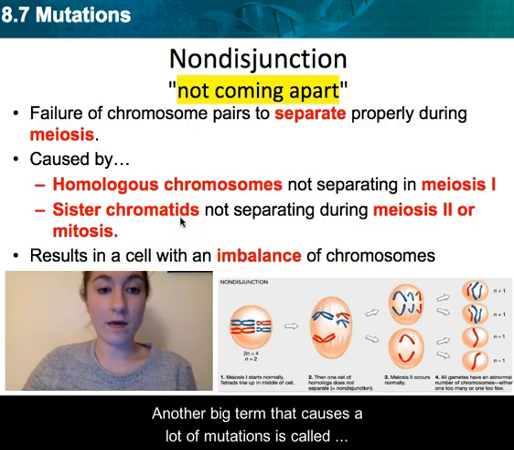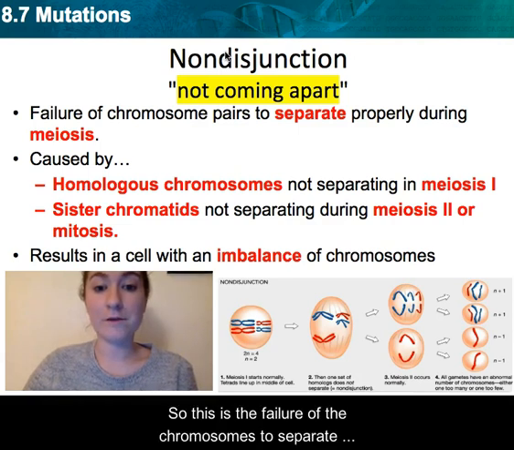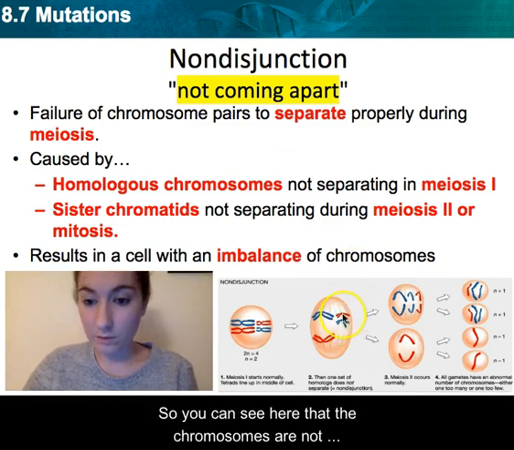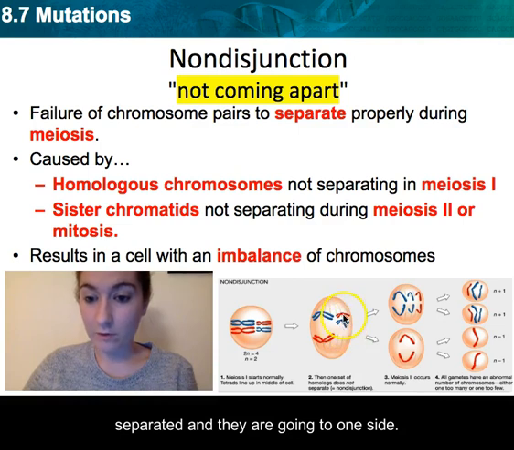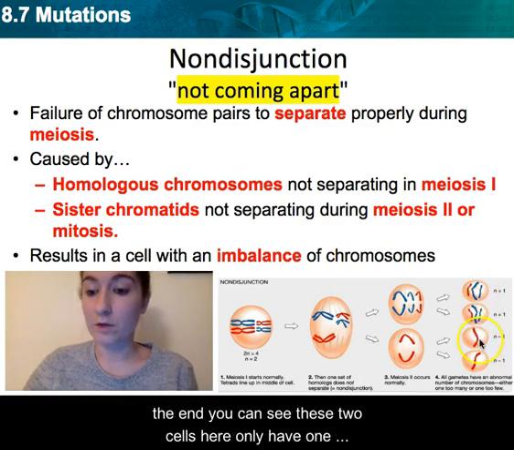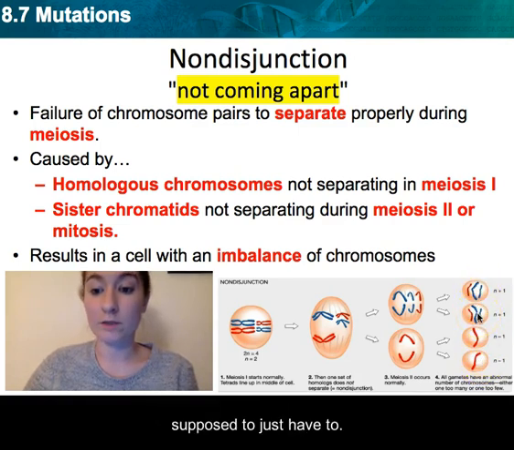Another big term that causes a lot of mutations is called non-disjunction. That means not coming apart. So this is the failure of the chromosomes to separate properly during meiosis. So you can see here that the chromosomes are not separated and they are going to one side, resulting in an imbalanced number of chromosomes at the end. You can see these two cells here only have one chromosome and these have 3 when they all are supposed to just have 2.